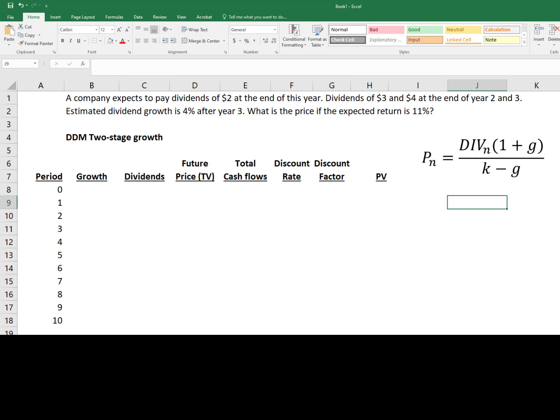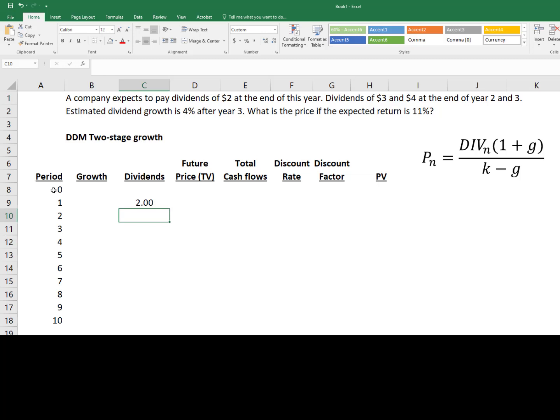As you can see, I've already built a table that we can fill out to make a two-stage dividend discount model. In the first column, we have the periods. Next column is the growth rate of dividends, and the dividends themselves in the third column. So let's start by putting in the dividends. Notice that period 0 refers to today, and the company expects to pay the dividends at the end of this year. That means 1 year ahead. So we're going to put in $2 1 year ahead.